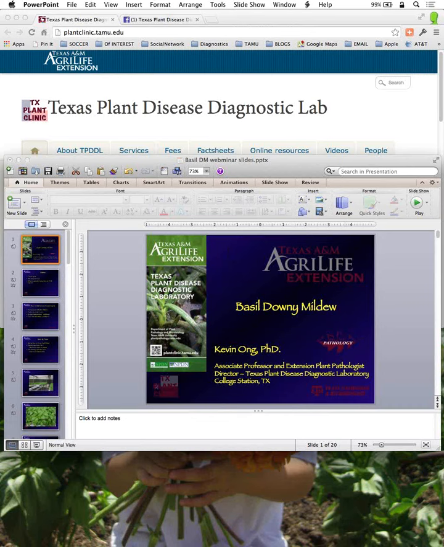I have seen the disease every year since 2008, both in my research and more importantly in my small backyard garden, which tells me there's a lot of inoculum out there.